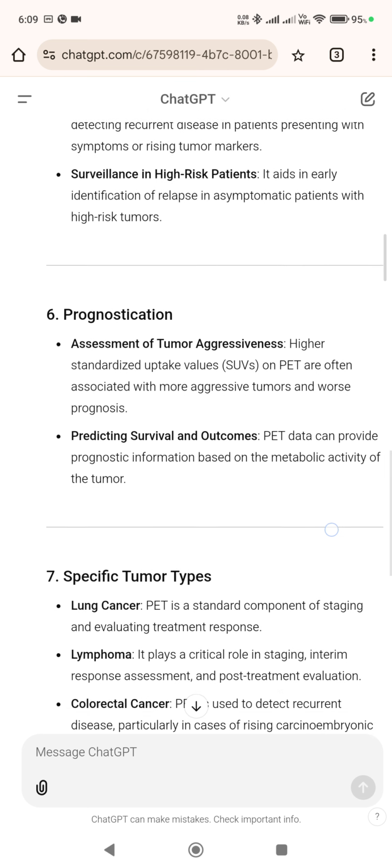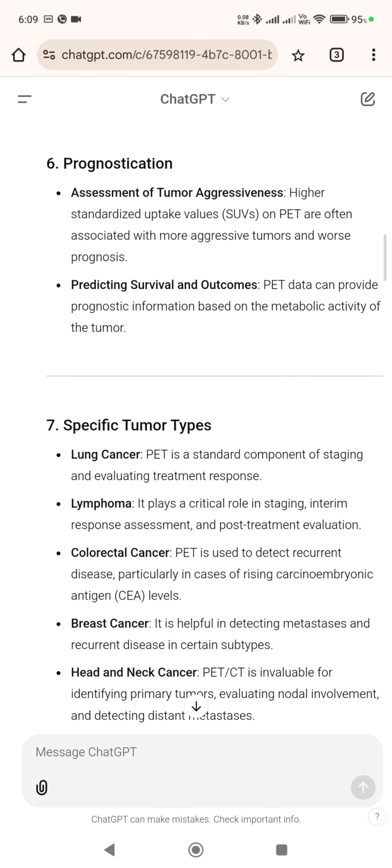6. Prognostication. Assessment of tumor aggressiveness. Higher standardized uptake values (SUVs) on PET are often associated with more aggressive tumors and worse prognosis. Predicting survival and outcomes. PET data can provide prognostic information based on the metabolic activity of the tumor.